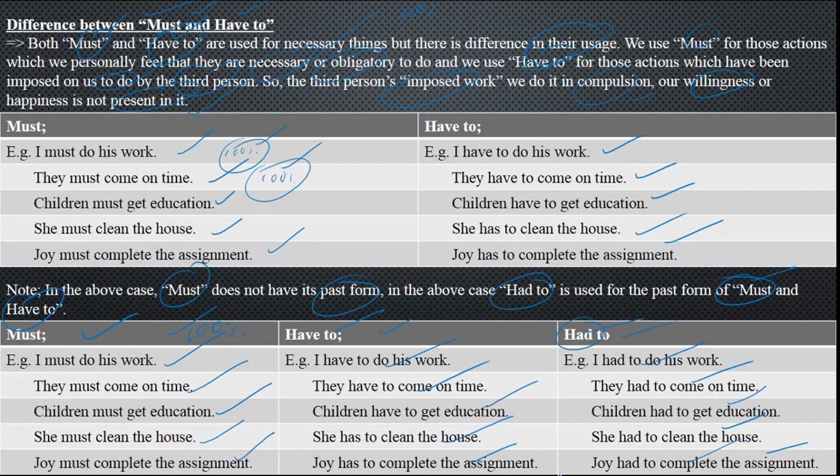So hope you got today's modal auxiliary verb "must", with its 6 usages and different structures, and how it is used in the past and in the ing form, and I made the lecture clear for you.